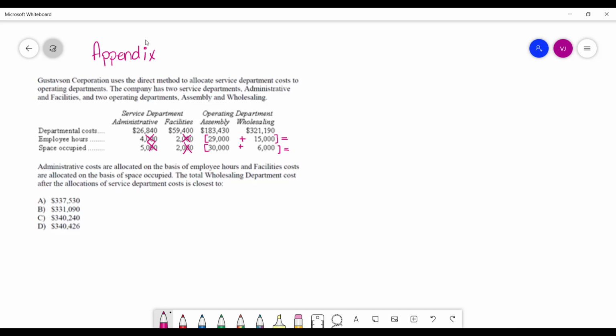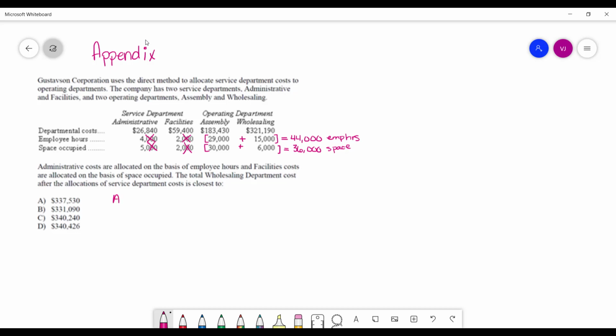Between the assembly and wholesaling departments, there's a total of 44,000 employee hours used. And between assembly and wholesaling, there's 36,000, which we'll assume is in square feet, 36,000 square feet of space occupied in total between the two. Based on the proportion of the 44 and the 36 that each department uses, we will determine how much of those service department costs will be allocated.